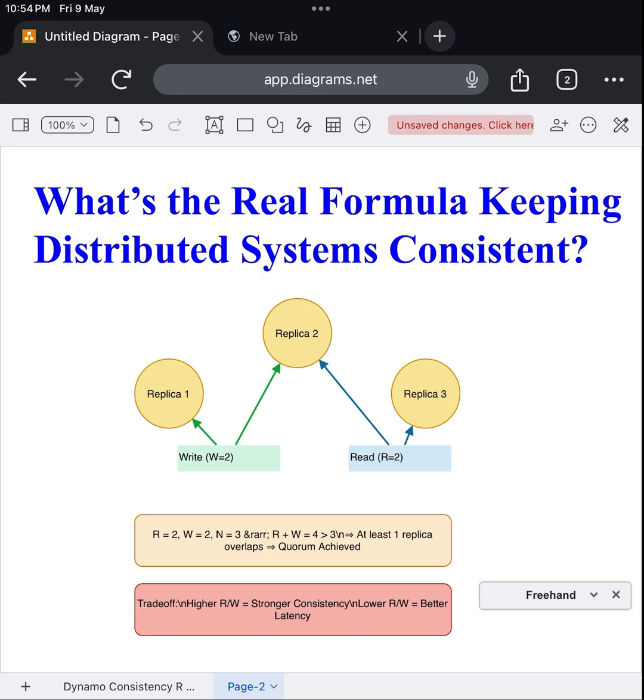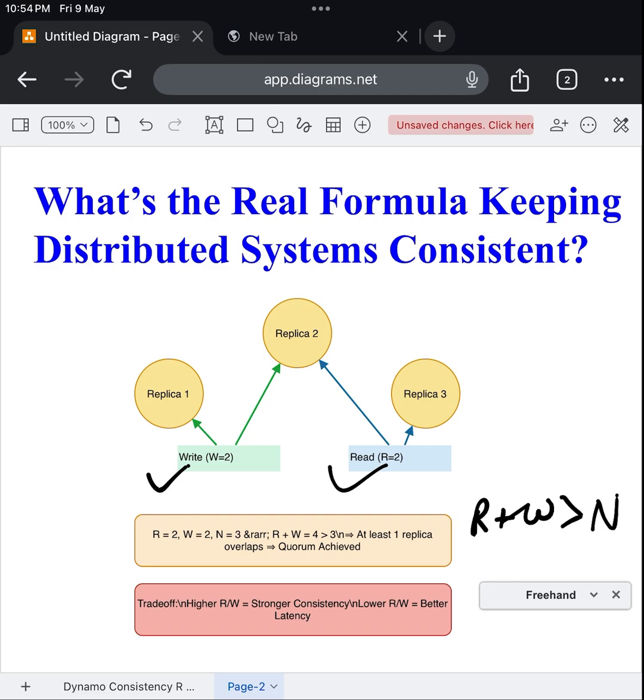When you store data across multiple replicas, you define N as the total number of replicas for each key, W as the number of replicas that must acknowledge a write, and R as the number of replicas that must respond to a read. Now here's the magic. If R + W is greater than N, then you guarantee that at least one replica involved in the write will also be involved in the read. That overlap ensures that you never read stale data as long as there's no failure or delay.